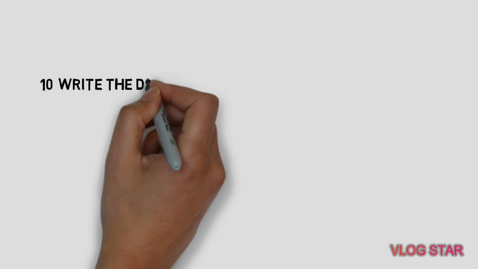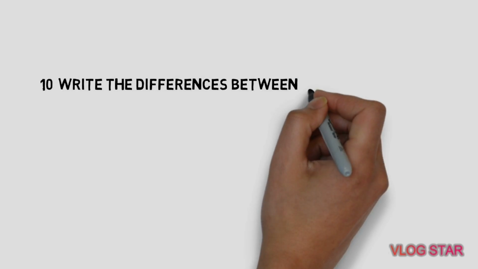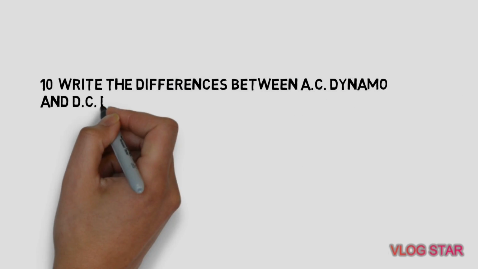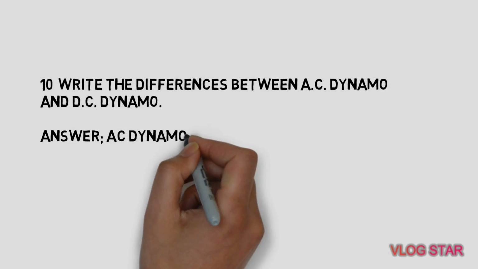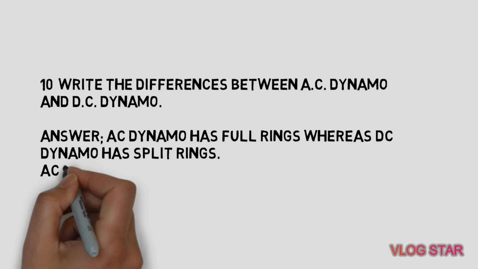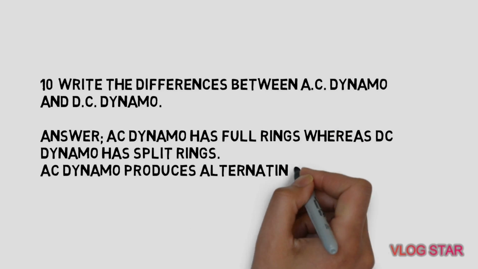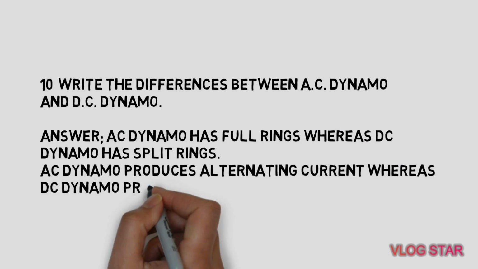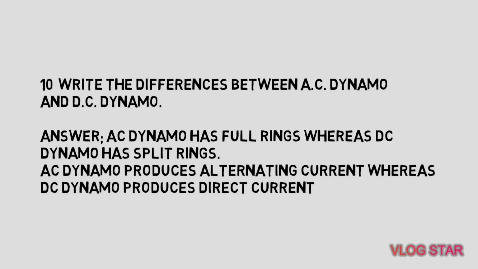10. Write the differences between AC dynamo and DC dynamo. Answer: AC dynamo has full rings whereas DC dynamo has split rings. AC dynamo produces alternating current whereas DC dynamo produces direct current.